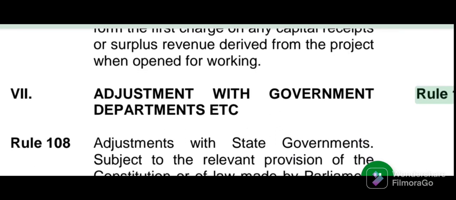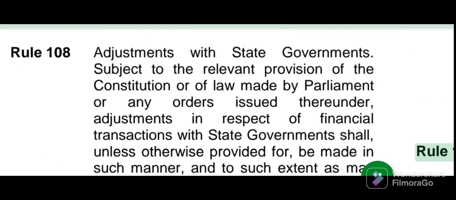Rule 111: Petty and isolated claims for services rendered not to be preferred. The central government, which includes union territories, and the state governments have agreed under reciprocal arrangements not to prefer petty and isolated claims for an amount not exceeding Rs 10,000 against one another.